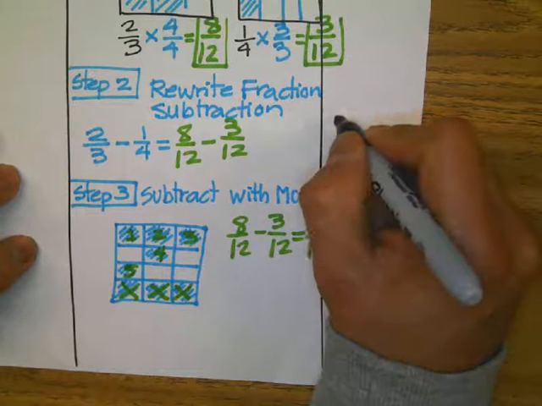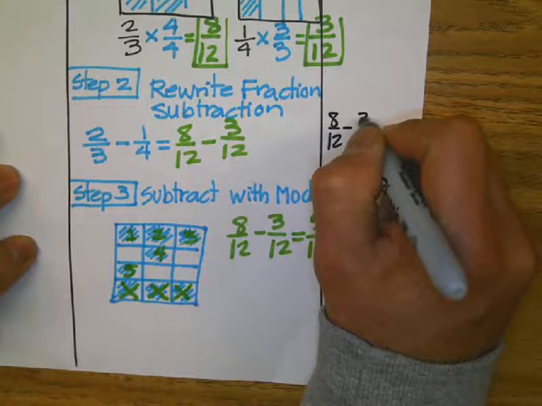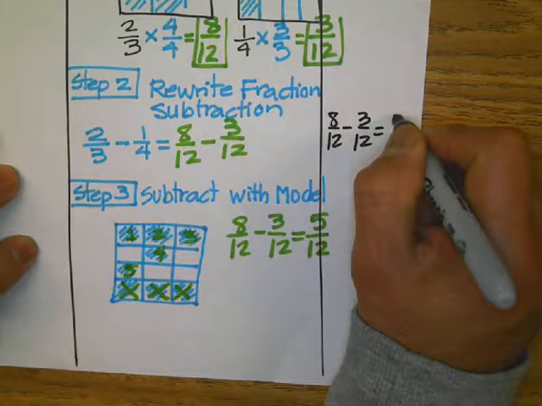So now we're going to rewrite the answer. 8/12 minus 3/12 equals 5/12, my friends.